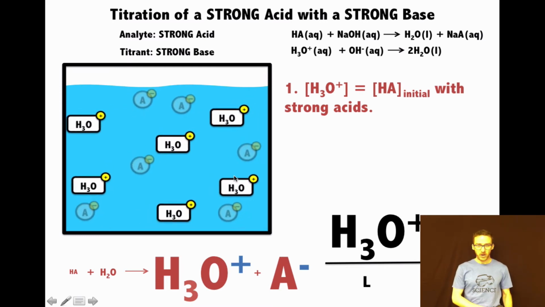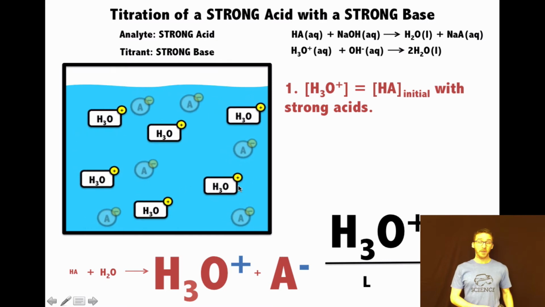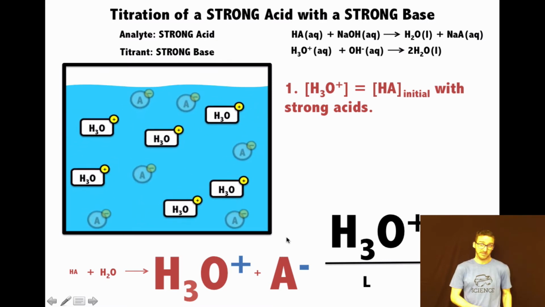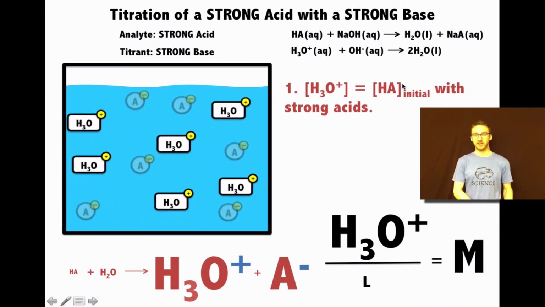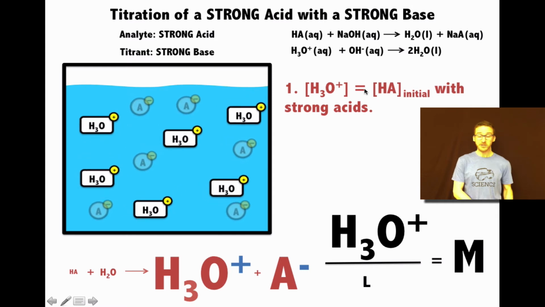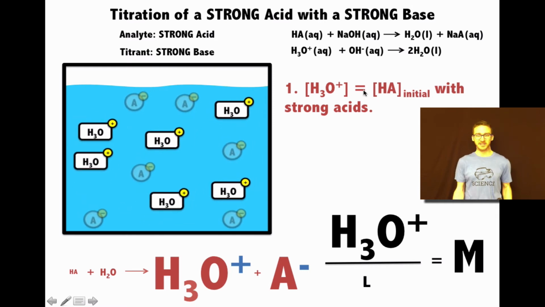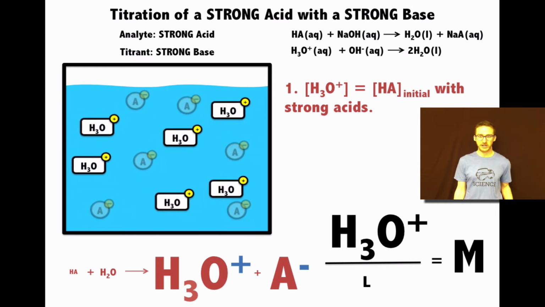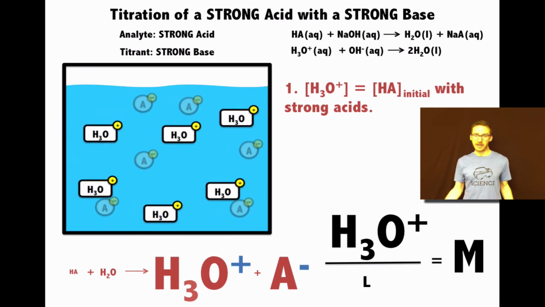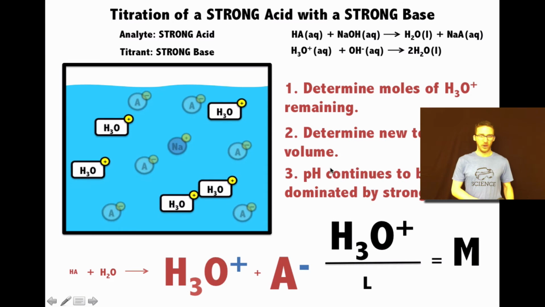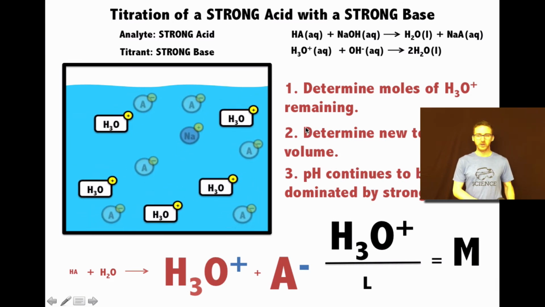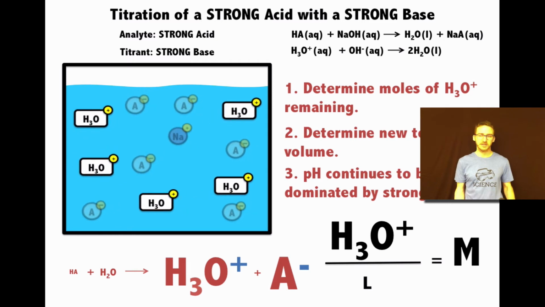So initially, we've got a strong acid, which completely ionizes in solution. So if you want to know the pH initially, well, if you know the initial concentration of that strong acid, you know the concentration of hydronium ion. They're going to be the same because it's a strong acid. Therefore, just plug that concentration into your formula for pH, negative log that sucker, and bam, you've got your initial pH.